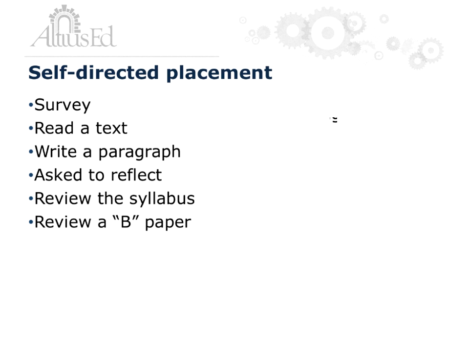So the way that this works is that students are first asked to take a survey that contains questions meant to help them reflect on their previous experiences and skills. And then they're asked to read a brief text and write a paragraph. After that, they're asked to reflect on those experiences. And then they can access the syllabi and are asked to review a B-level paper from each of the 3 English courses that they can choose from.